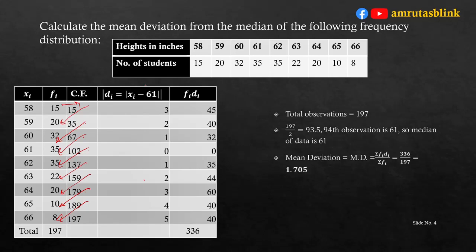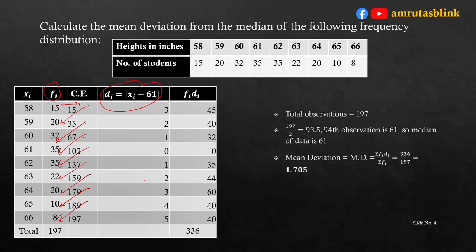So, in this fourth column, we have got all the deviations, that is how much value of xi is deviated from the median. Then we will find out the summation of the product of Fi into di. So, multiplication of this column 2 and column 4.